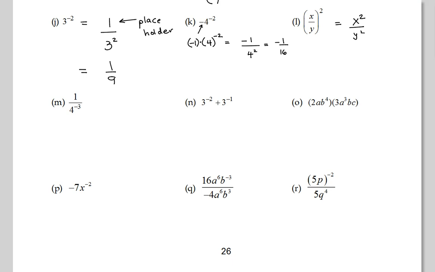Okay, again, we've already seen something similar with J and M. The negative power, like just pick it up and move it. So then you're going to have 4 to the 3 over a 1. The placeholder is now in the 1. You don't even need to write that. It's just 4 to the 3. It's just 64. 4 times 4 times 4.